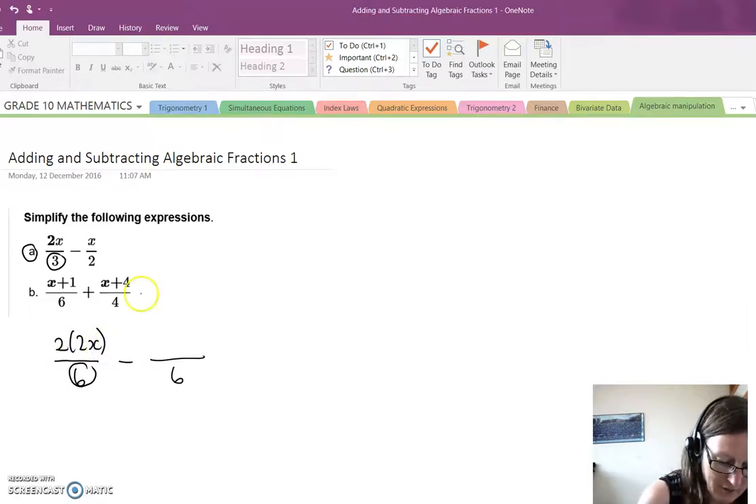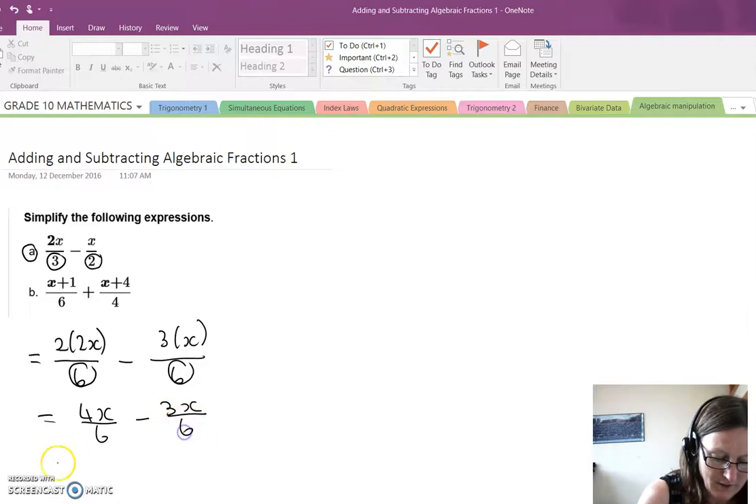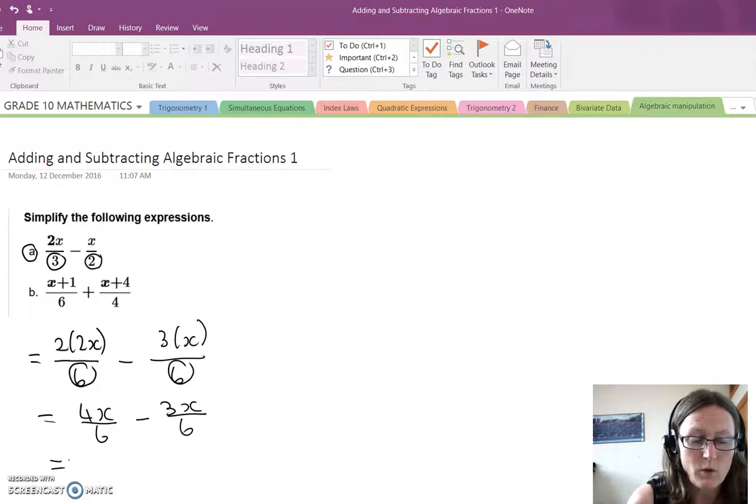Then, how do we get from 2 to 6? We times 2 by 3, so we times the top here by 3. Then we've got 2 lots of 2x, which is 4x over 6, and 3 lots of x, which is 3x over 6. Our denominators are now the same, so we're free to go and subtract these. 4x minus 3x is 1x over 6.